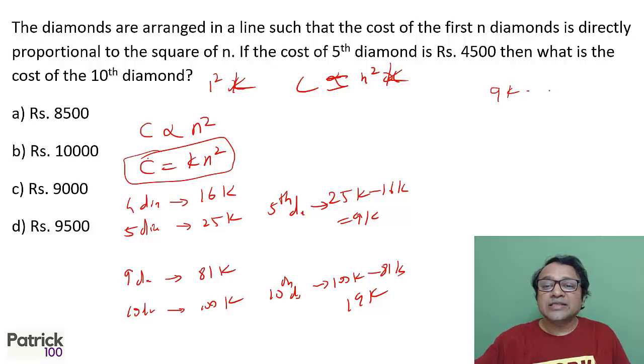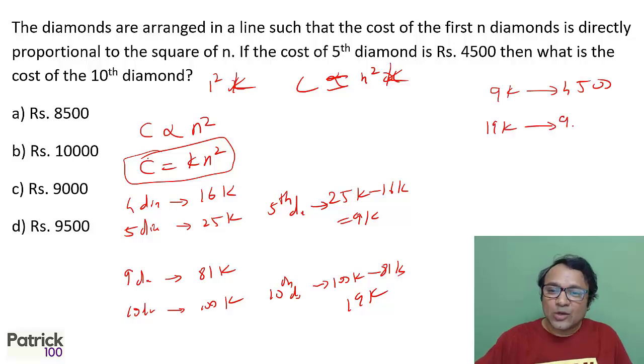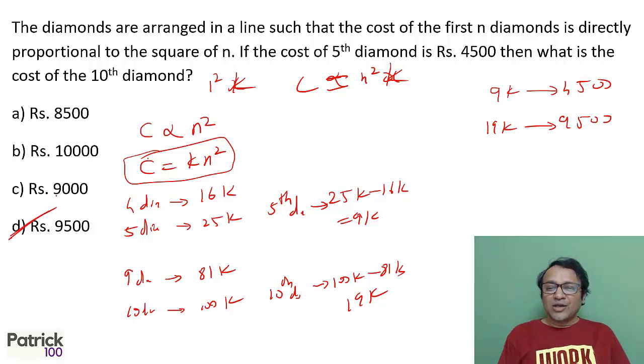So 9k stands for 4,500. 9 5s are 45. So 19k will stand for 9,500. That's the answer, option D. You can find the value of k and go about doing it. That's the way. Or you can directly cross multiply, you'll get 9,500.